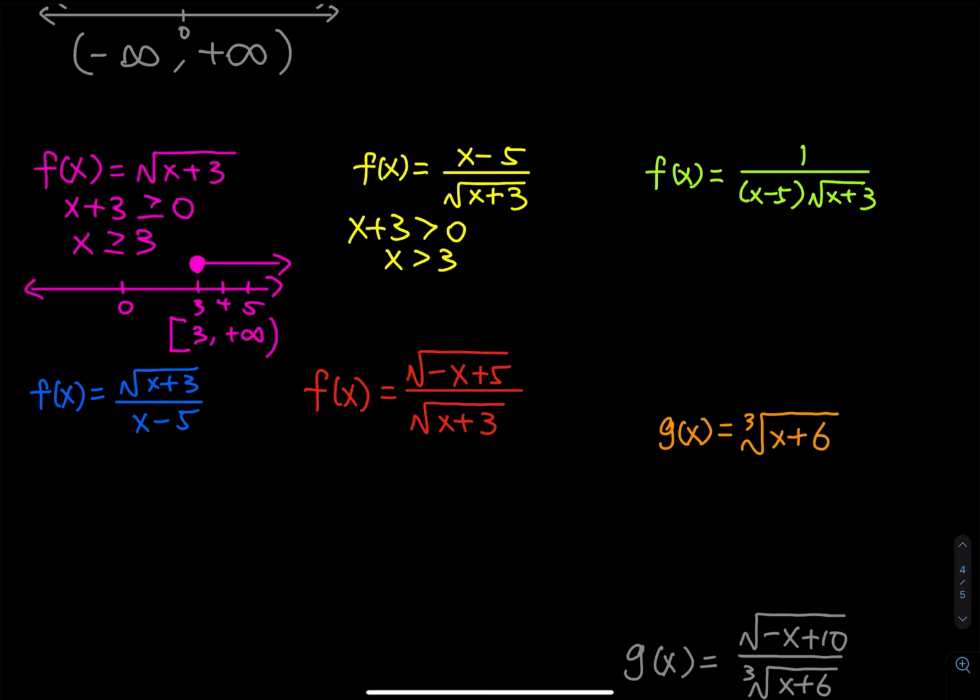How about the x plus 5 on top? That doesn't affect anything, because I don't care what's on top. You can have a 0 on top. You can let x equal negative 5. I don't care. But no 0 in the denominator. All right? And then you draw a number line.